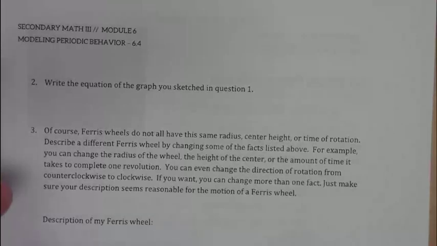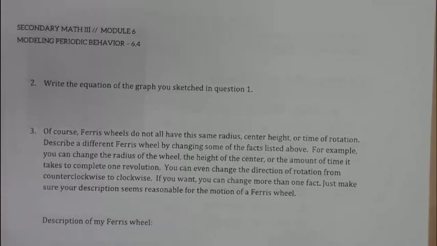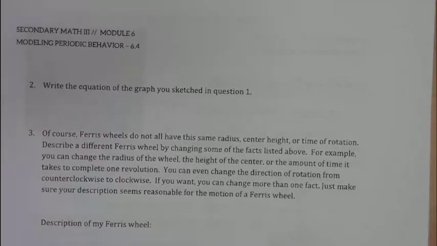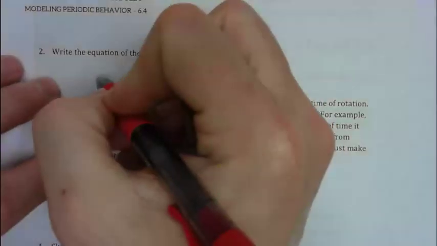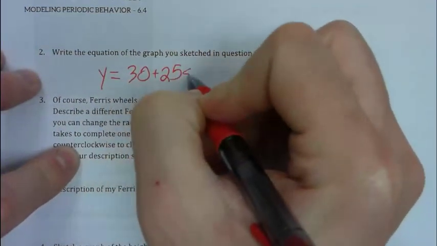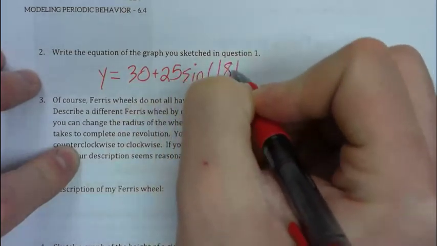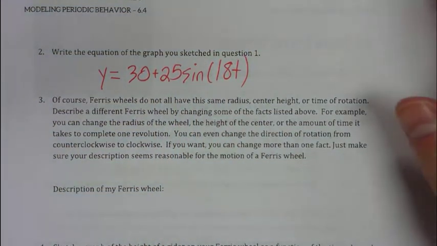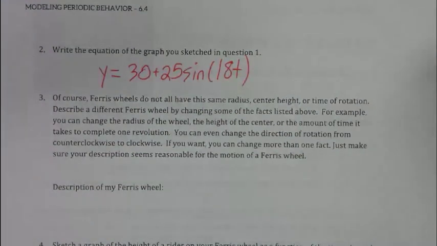Now number 3 wants us to generalize it, and we want to look a little closer at the problem. We know the equation already. We wrote it as 30 plus 25 sine of 18t. Number 3 says, of course, Ferris wheels do not all have the same radius, center height, or time of rotation. Describe a different Ferris wheel by changing some of the facts listed above.